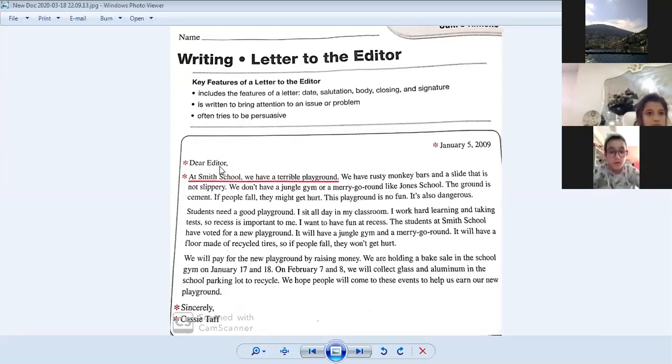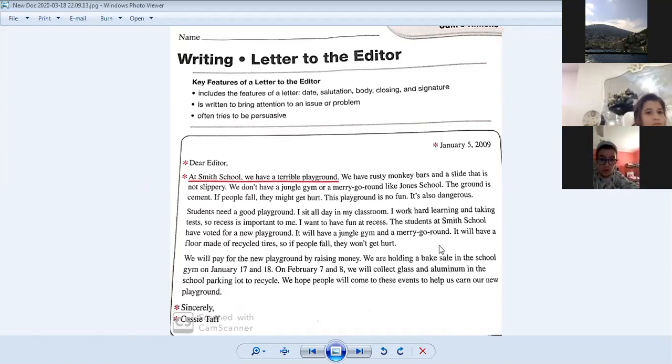Then, dear editor, maybe she doesn't know, or yes, it's a girl, she doesn't know the name of the person. Should she write, dear editor, at Smith School, we have a terrible playground. So now, this girl sends a letter to discuss a problem about her school. They have a terrible playground. Why is it terrible? She cannot just say, we have a terrible playground. She must be persuasive, so she must write more details.